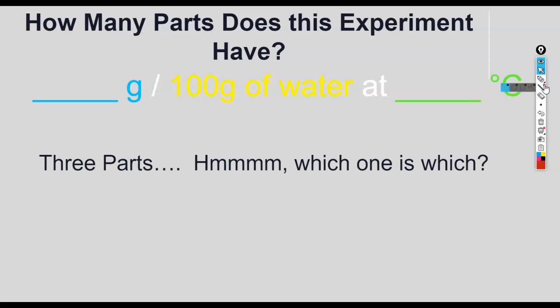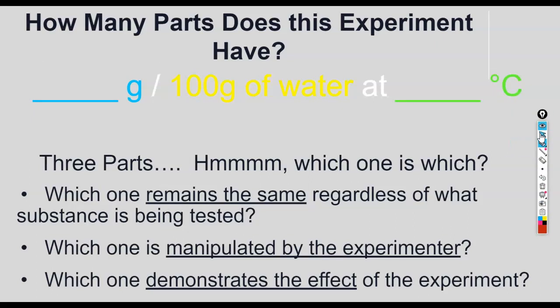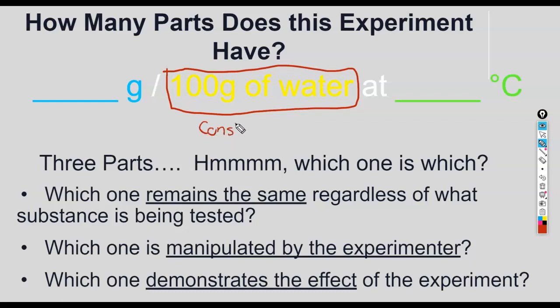Okay, so if you imagine looking at this solubility thing that we have here, think about which one is the dependent variable, which one is the independent variable, which one is the constant variable. Think about which of these is always the same regardless of what is being tested. Well, every time we talk about solubility, it's always over 100 grams of water. And that's true no matter what it is. It's always per 100 grams of water. And so that is going to be the constant variable.